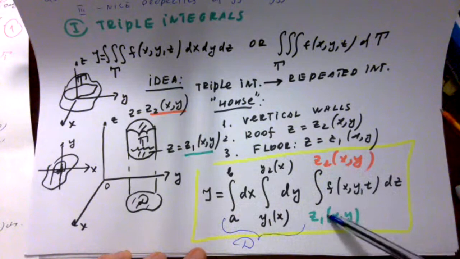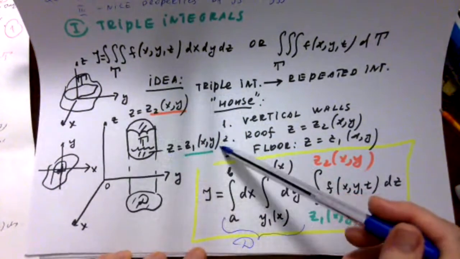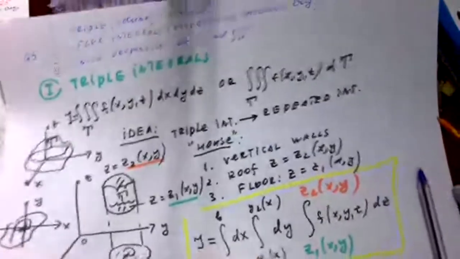To perform the last step, you should look at the space, a 3D space, and see the floor of your house and the roof of your house. Okay, so let's try and do some exercise.